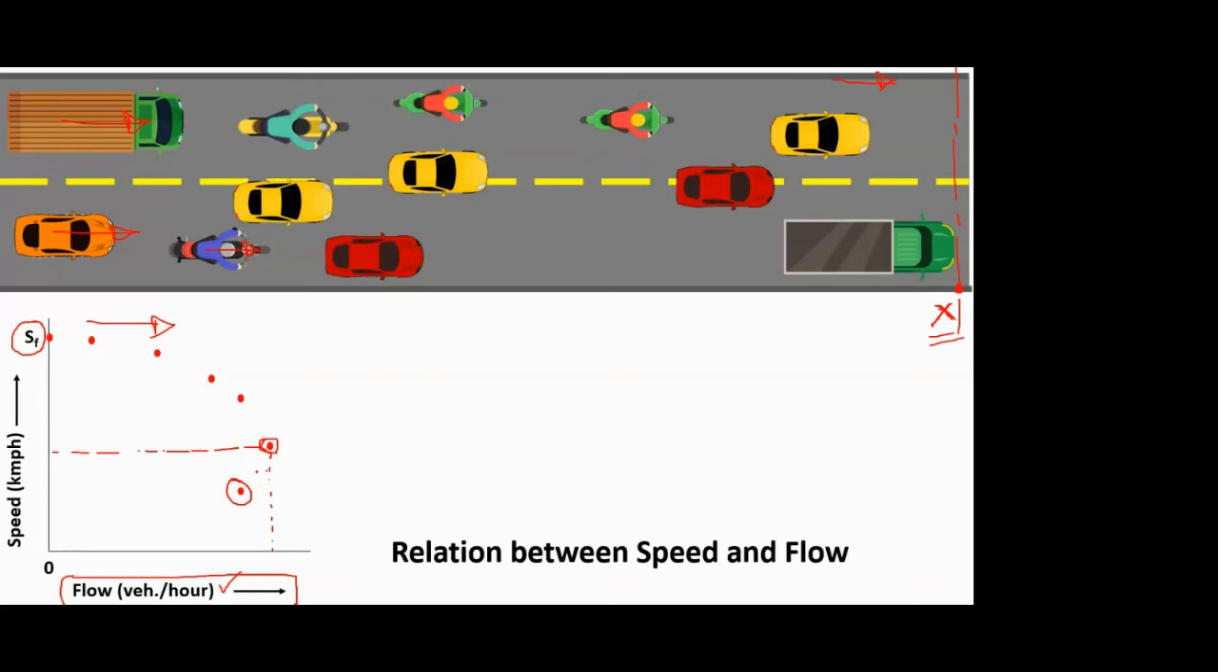Till now what was happening? The speed was reducing, so the points were dropping vertically downwards, and the flow was increasing, that's why they were moving in the x direction. But now at this point what has happened, the speed has decreased, but the flow value has also decreased. Now why has it decreased?